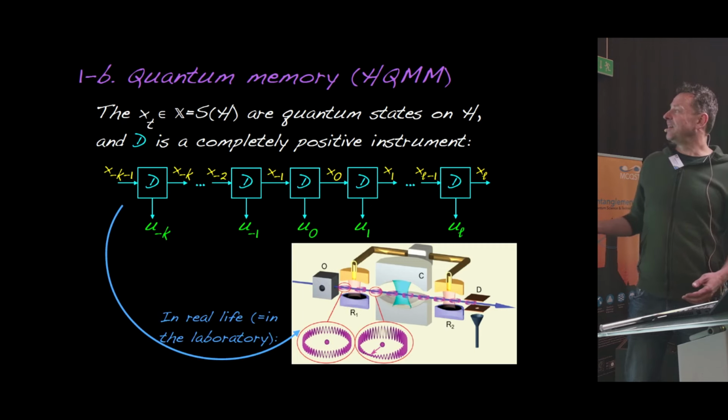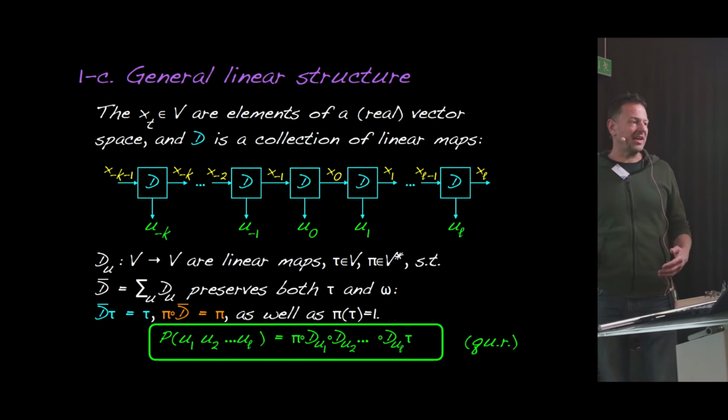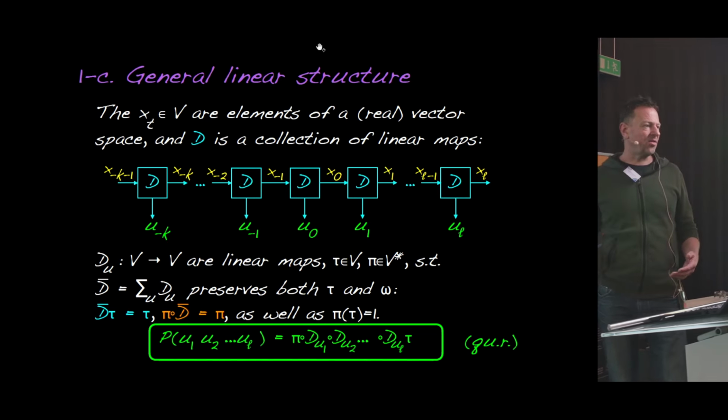But of course, looking at these two examples, you see that, obviously, to write down the probability law, I needed very little. I just needed elements of a vector space. I need a linear function, and I need maps.